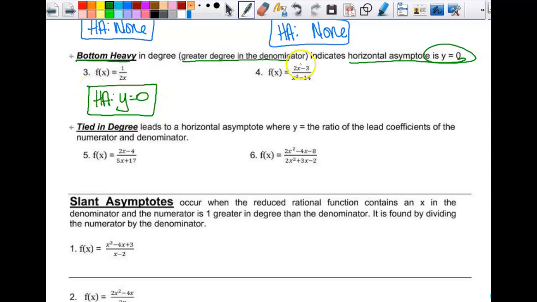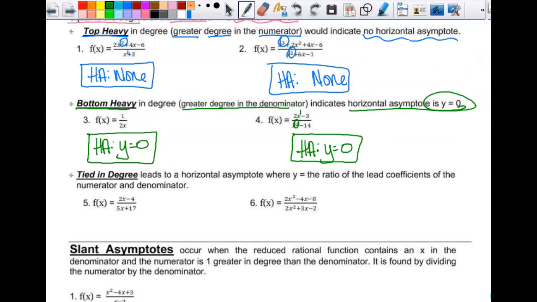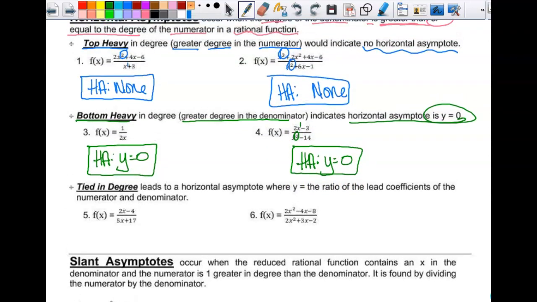Here you have a first degree over a second degree, that makes it bottom heavy. So again, your horizontal asymptote is y equals zero. If you want to keep those straight between top and bottom heavy, which one has y equals zero? Bottom has two O's in it. So the one with more O's has the y equals zero. Maybe that can help you. Figure something out so you can keep them straight.